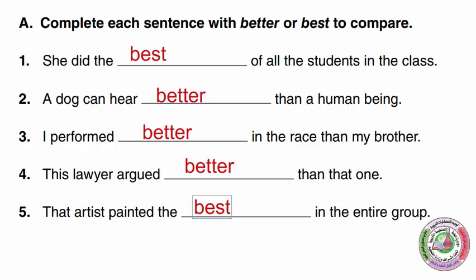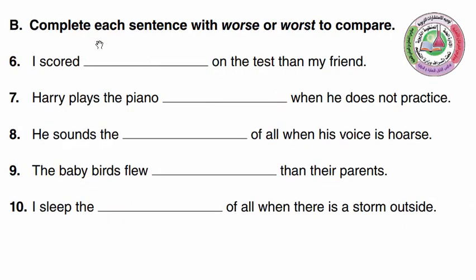Alright, let's go down to B. And in B, we want to use worse or worst to compare. So in A, we did better and best. Here, we're going to do worse and worst. I scored something on the test and my friend, comparing you and your friend's score, I scored worse on the test than my friend. Harry plays the piano when he does not practice. Comparing Harry now and when he doesn't practice, worse. So Harry plays the piano worse when he does not practice.